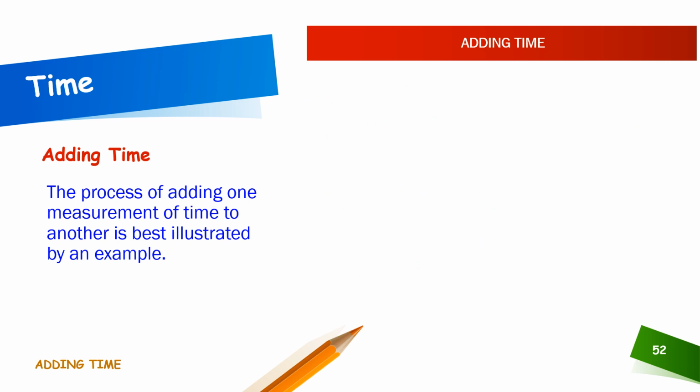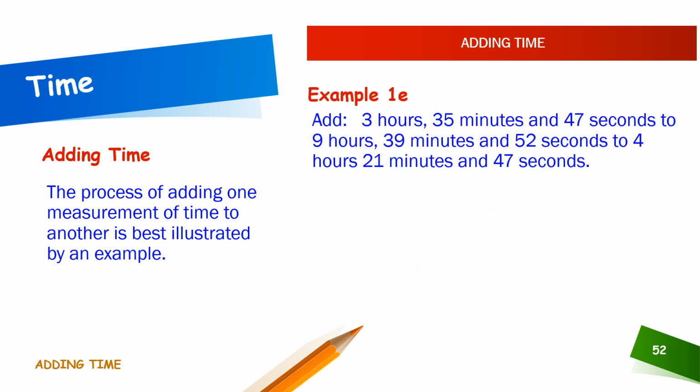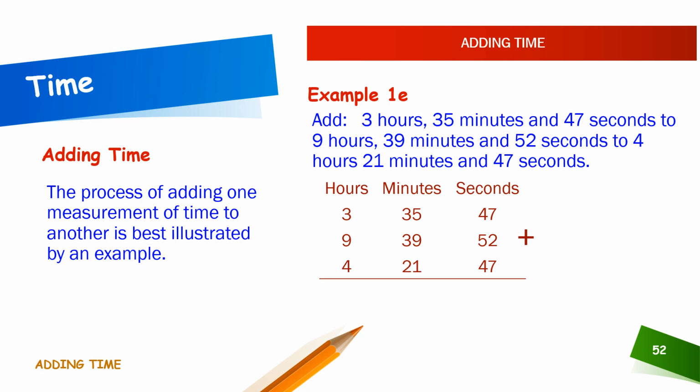Now let's consider another example. We're going to this time add 3 items and position them as shown in the table. Here's our first item, our second item, and our third item. Again, we add in exactly the same way, so add the seconds first, as shown, to give 146 seconds.